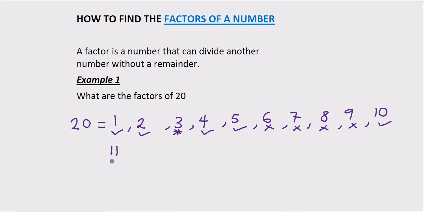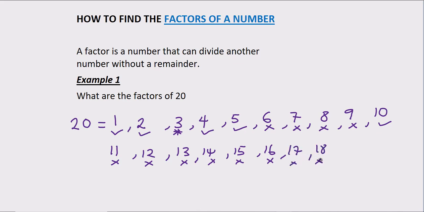So let's check for 11. Doesn't work. Let's check for 12. Doesn't work. Let's check for 13. Doesn't work. Let's check for 14. Doesn't work. Let's check for 15. 15 cannot divide through 20 successfully. Let's check 16. It cannot divide through 20 successfully. It simply means when they divide, they're going to divide and have a remainder. So let's check 17. Doesn't work. Let's check 18. Doesn't work. Let's check 19. It doesn't work. And let's check 20. 20 divided by 20 works because it's going to give us back 1, right?